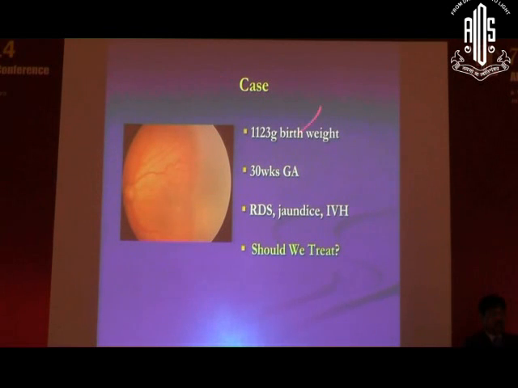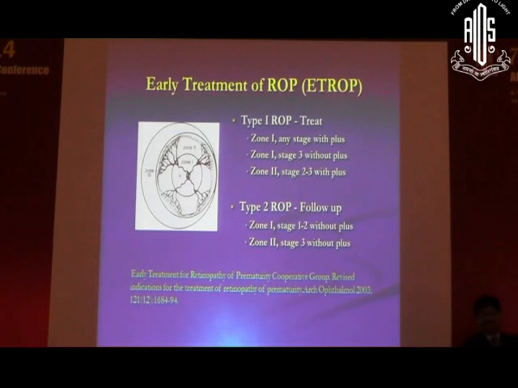So let's learn how to treat these babies. Let's say this baby comes to you and has all these problems, and should we treat this baby? You notice that he's got a stage 3 happening here and extraretinal fibrovascular proliferation happening here. So these are the treatment RP guidelines which are there, and typically you need to divide it into type 1 and type 2 RP.